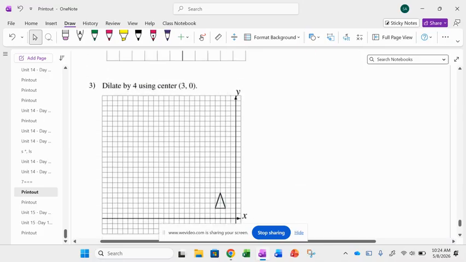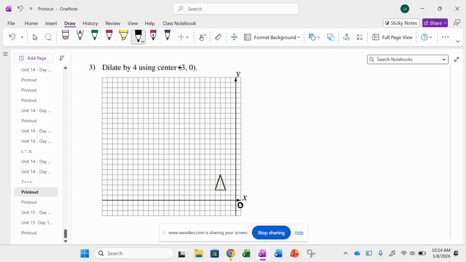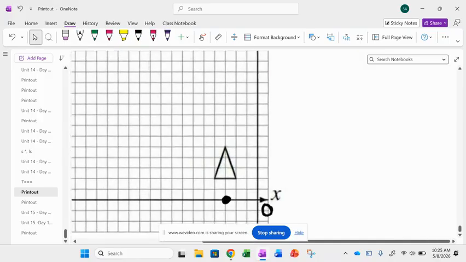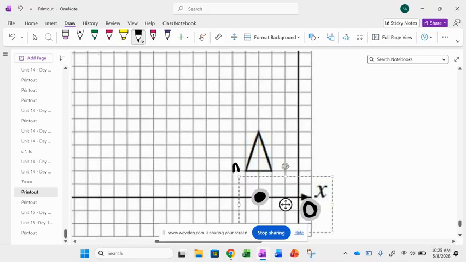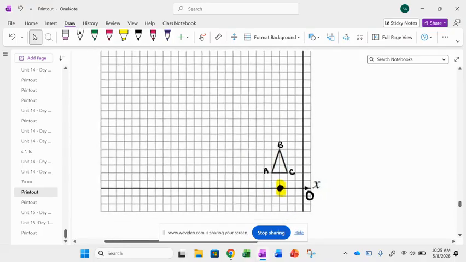All right, the last one. Let's make this center negative 3, 0. So we know where the X and Y intercepts cross is the origin at 0, 0. So if I'm going negative 3, 0, 1, 2, 3, that's right here. And this is my center of dilation.